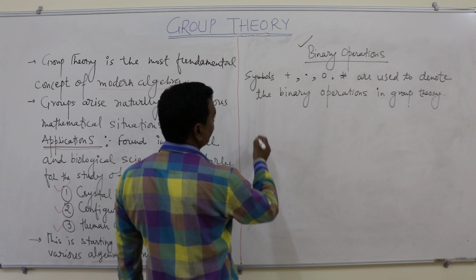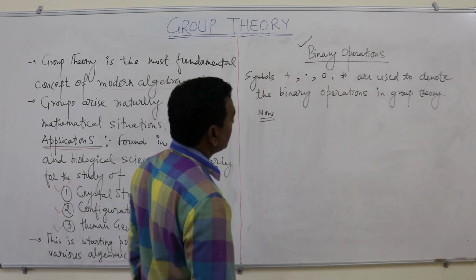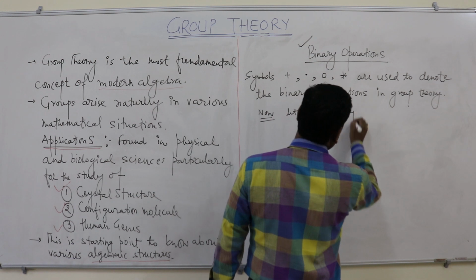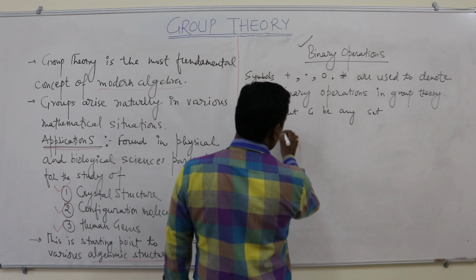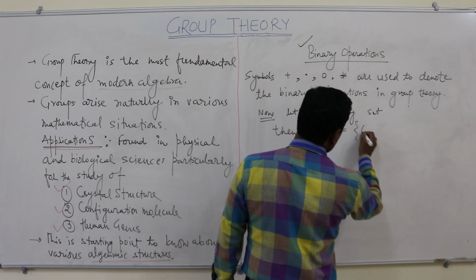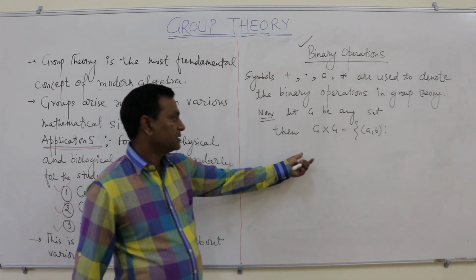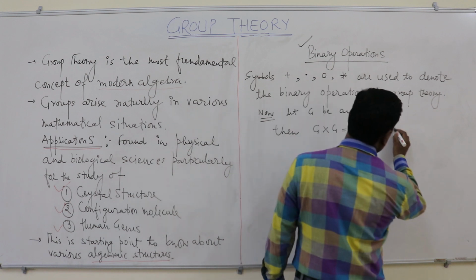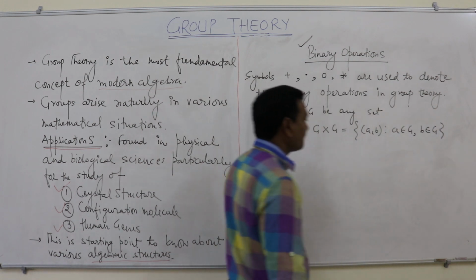Now, if we are having a group, let G be any set. Then G cross G is equal to the ordered pairs (A, B), where A belongs to G and B belongs to G.